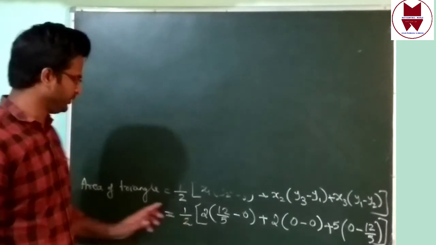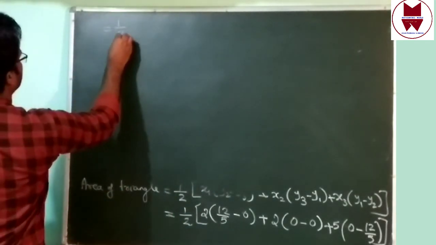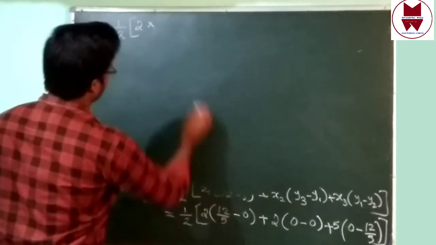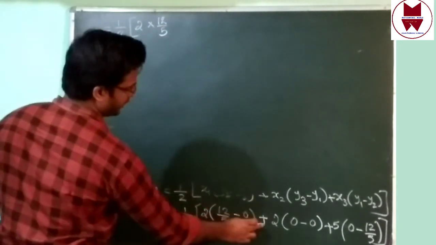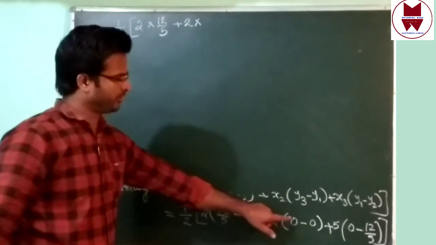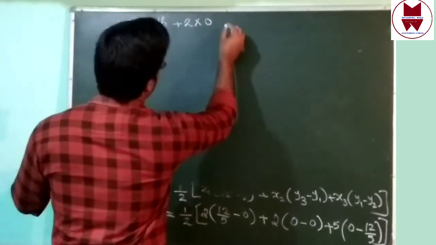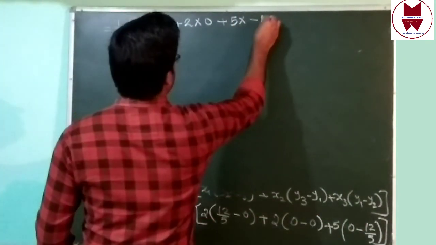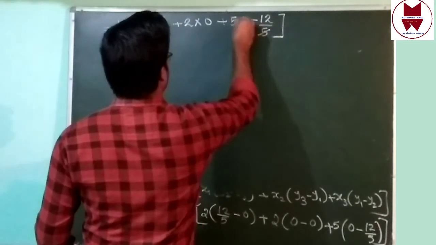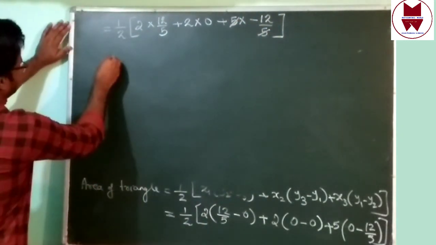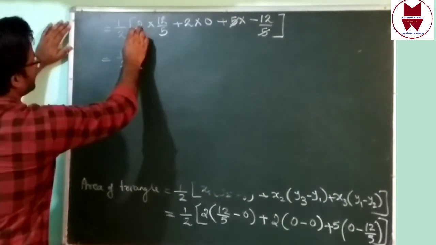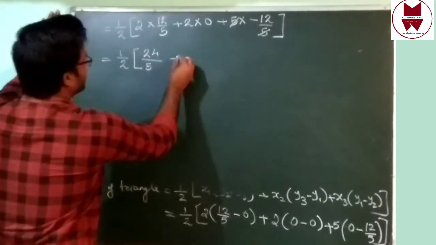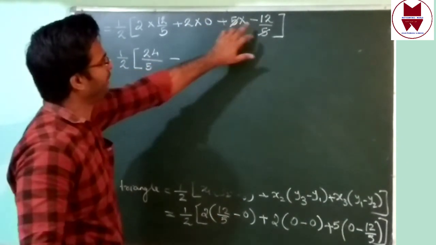1 by 2 into 2 into 12 by 5, then plus 2 into 0 minus 0, that will be 0, plus 5 into 0 minus 12 by 5, that will be minus 12 by 5. 5 and 5 just cancel, and then remaining 1 by 2, 2 into 12, 24 divided by 5, then in here 2 into 0, that will be 0, then minus 12.